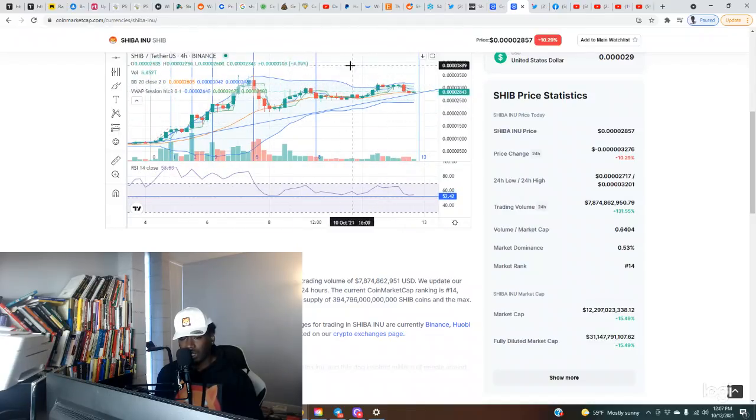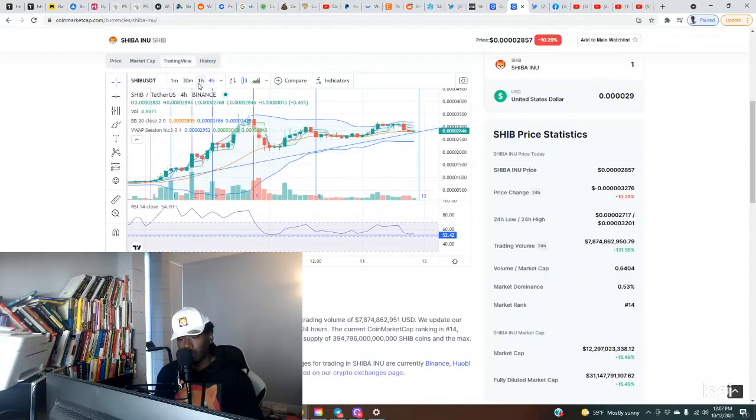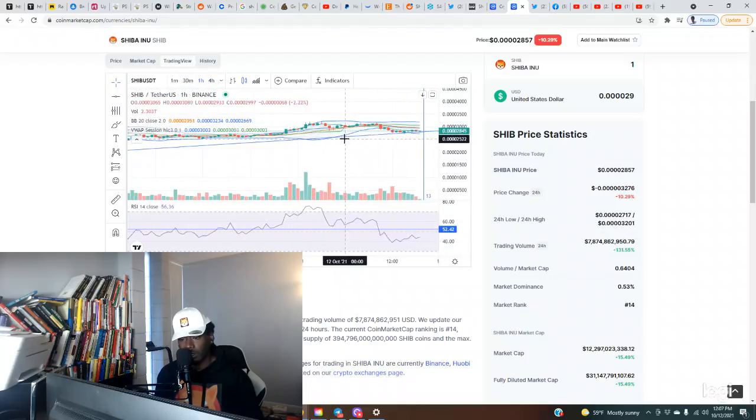But when it's not too clear like that, for me on the 4 hour, that's when I move to the 1 hour, and it helps me a little bit more. So this is how you use this tool. I'm going to move to a different time frame so we can see what we see.